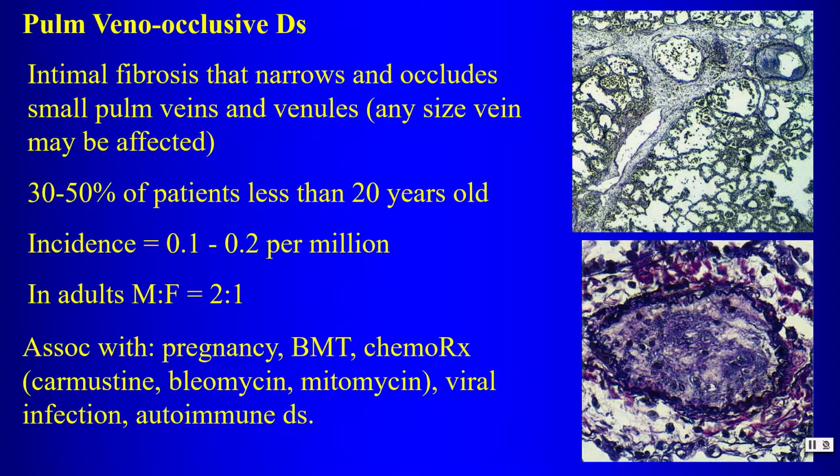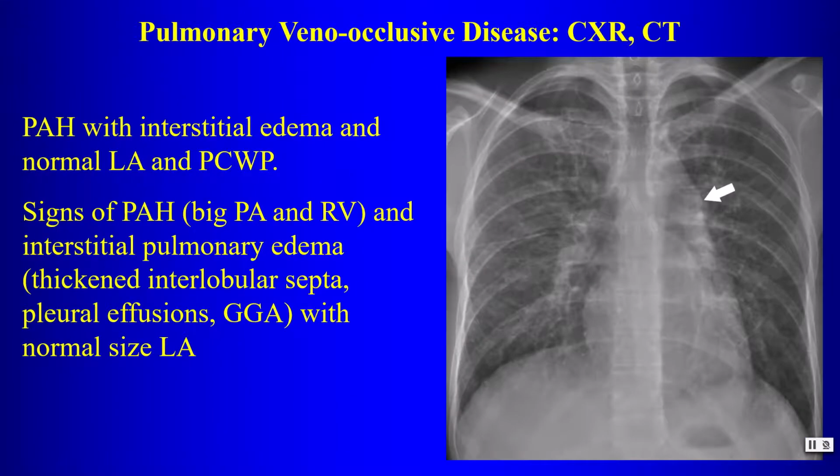So in this disease, these patients develop intimal fibrosis that narrows and occludes the small pulmonary veins, usually in young patients. Can be associated with pregnancy, bone marrow transplant, chemotherapy, viral infection, or autoimmune disease. So these patients will develop obstruction of the small pulmonary venules, which can result in pulmonary venous obstruction on the microscopic level and interstitial edema, but the left atrium is normal, so the pulmonary capillary wedge pressure will be normal in these patients, even though they do have interstitial edema. So it's pulmonary veno-occlusive disease.